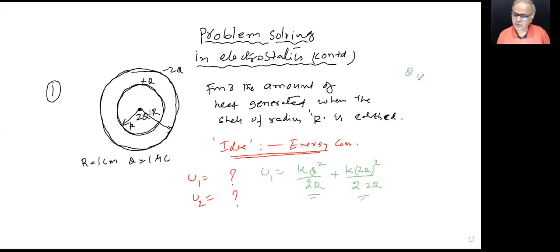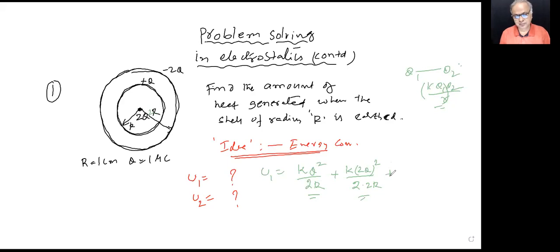If there is Q1, Q2 like this, KQ1Q2 by R, you write it as mutual energy, which can be written as KQ1 by R, the potential of this, into the charge. That's how you need to write. I told you some time ago. Now take that clue and write it.